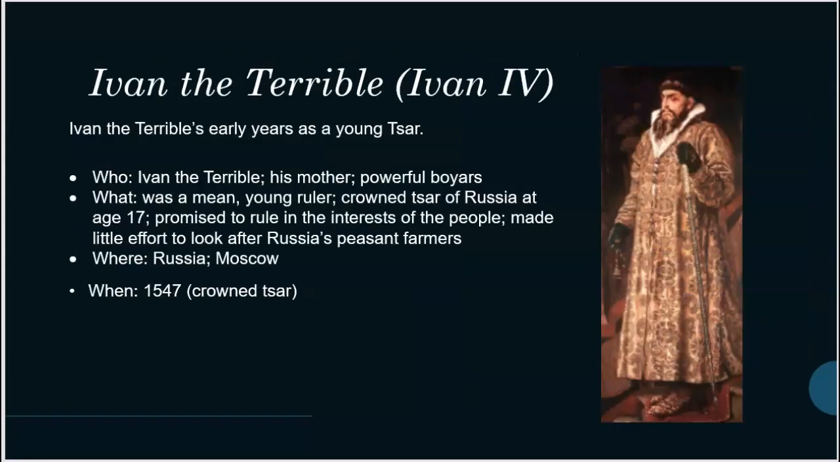Ivan the Terrible, also known as Ivan IV. Ivan the Terrible's early years as a young Tsar. Who, Ivan the Terrible, his mother, and powerful boyars. What, he was a mean young ruler, crowned Tsar of Russia at age 17. He promised to rule in the interest of the people, but made little effort to look after Russia's peasant farmers. Where, Russia, Moscow. When, 1547, he was crowned Tsar.